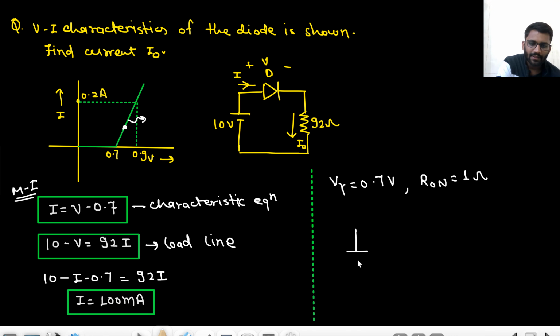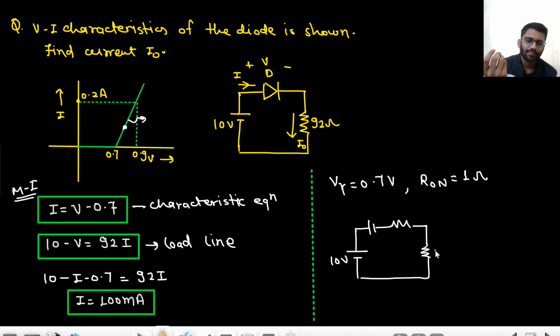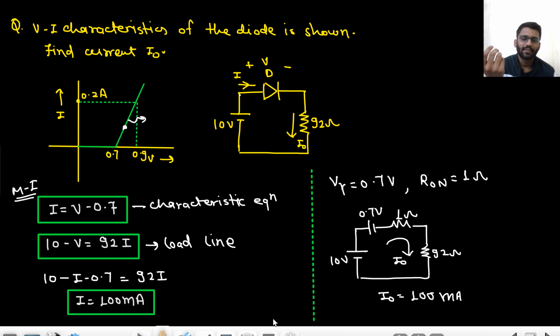So a 10 volt battery is there. Then assuming the diode is on, because here we can see 10 volt here and 0 here, this diode will be on only. And this will be replaced with a 0.7 volt battery, and this will be replaced with the 1 ohm resistance. Okay. This is 1 ohm resistance and this is 0.7 volt battery. What will be the value of I naught now? I naught will simply be 100 milliampere only. Got my point? From circuit analysis also you can understand.